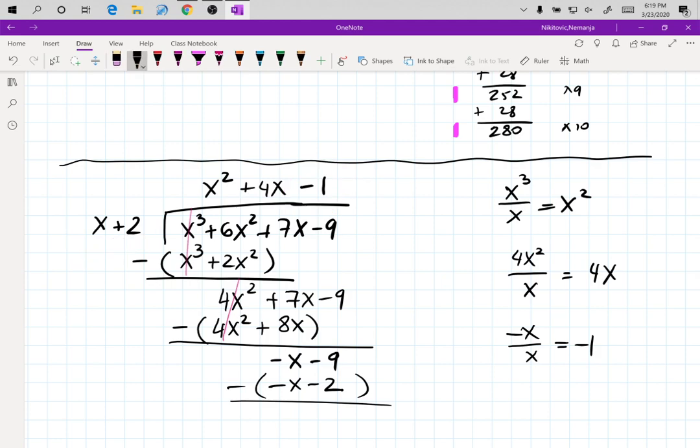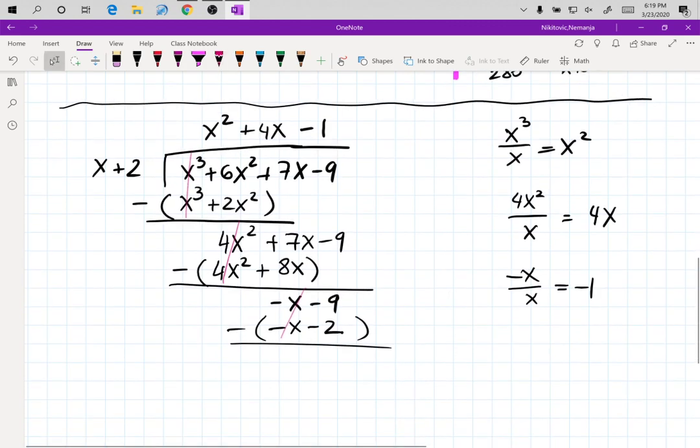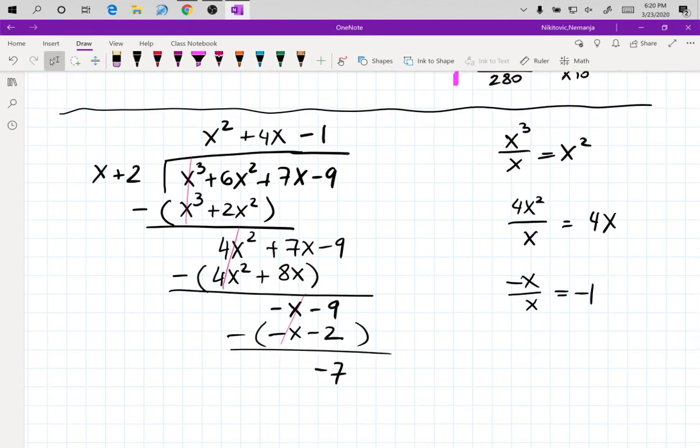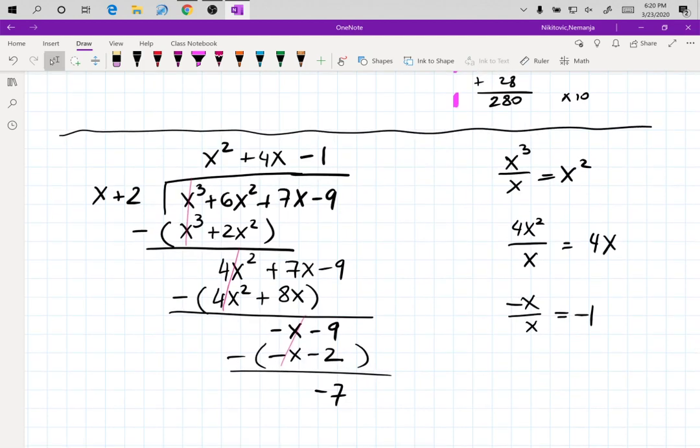We get these first guys cancel, right? Because you are always subtracting the same terms on the first one, right? And now we have negative 9 plus 2. This minus and this minus make positive, right? So negative 9 plus 2 is negative 7, and that's the remainder. Now, in algebra, we can write the remainder in terms of the fraction. So it's going to be minus 7 over x plus 2.